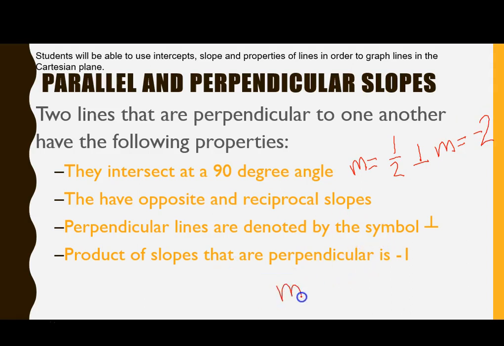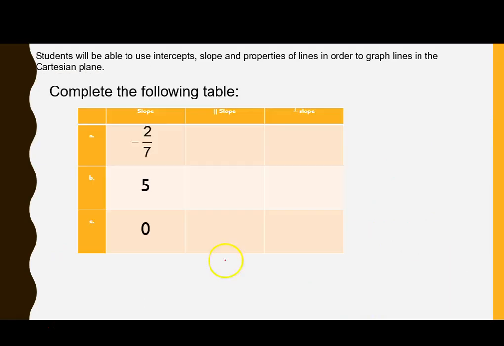If I had said that the original slope was 2/3, well then my perpendicular slope would be opposite and reciprocal. Okay, so what's the parallel slope for -2/7? Perpendicular, 7/2. Parallel slope for 5: 5. Perpendicular would be opposite, so that makes it negative, and reciprocal, which makes it -1/5.